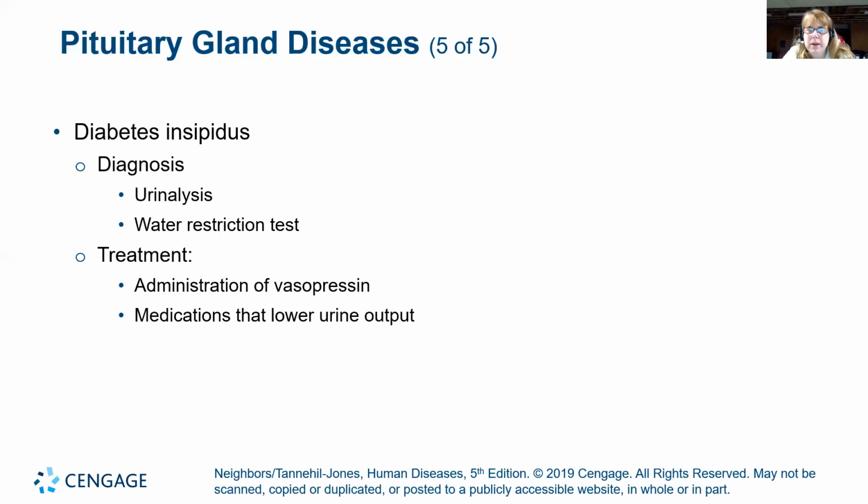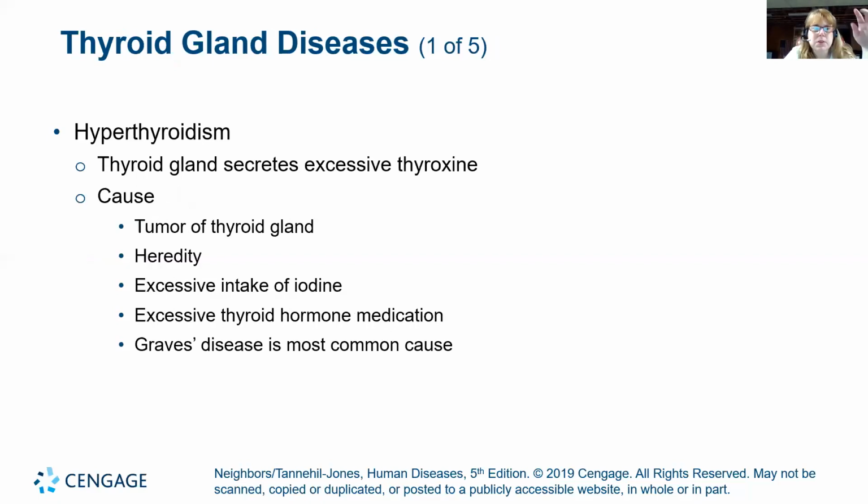They'll run a urinalysis and do a water restriction test. The nice thing about this is it's very easily treatable using chemically produced vasopressin, and they also give you medications that lower your urine output, which in turn helps get your blood pressure back to normal and things like that.